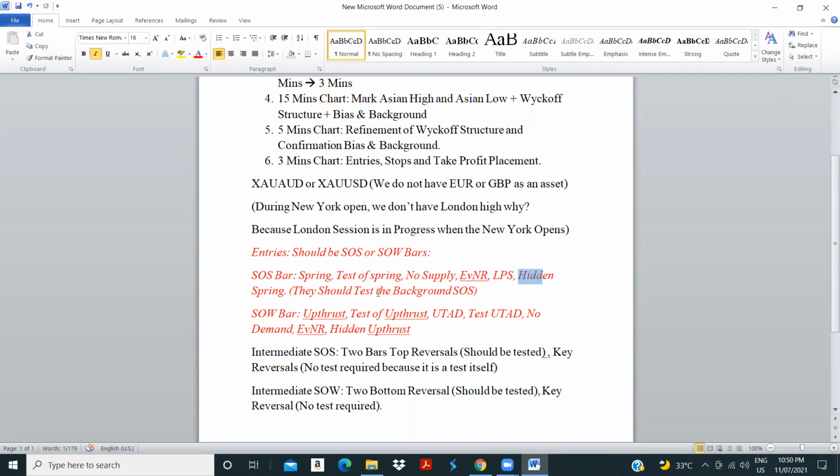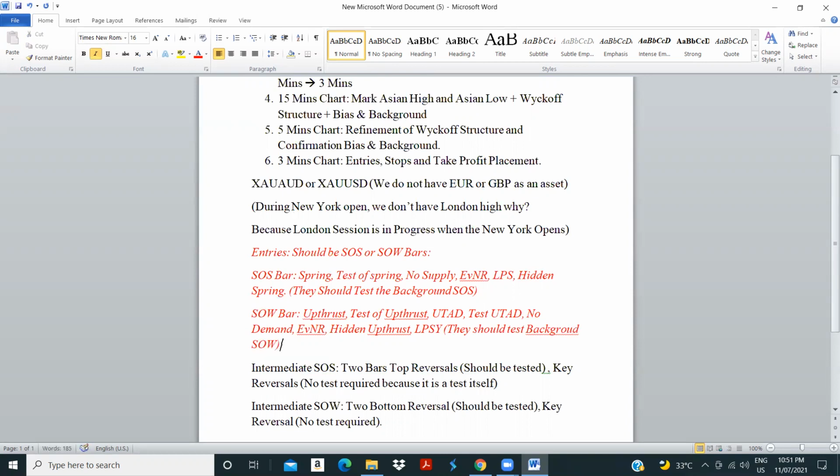They should test the background sign of strength. Then we have upthrust, test of upthrust, hidden upthrust. We also have LPSY. And what should they test? They should test the background conditions, the background area of SOW, sign of weakness. So the SOW bar should test the background SOW.